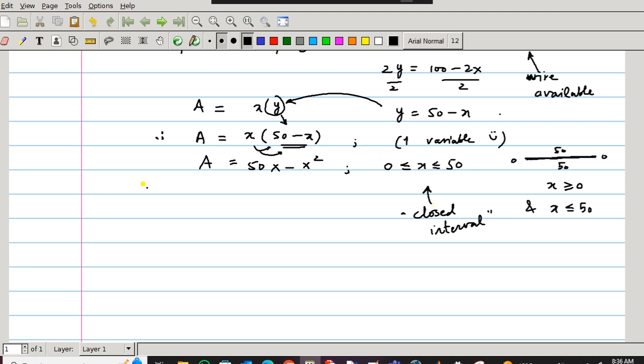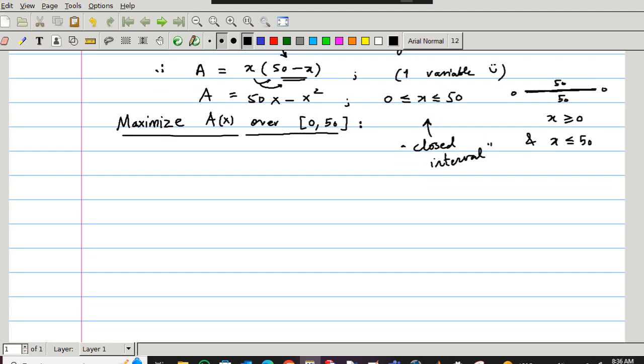Now what is the solution? Now this is my question from 4.4. 4.4 says maximize area A of x. A is a function of x now. So this is my question: maximize A over a closed interval 0 to 50. This is a question from 4.4, a function of one variable over a closed interval.